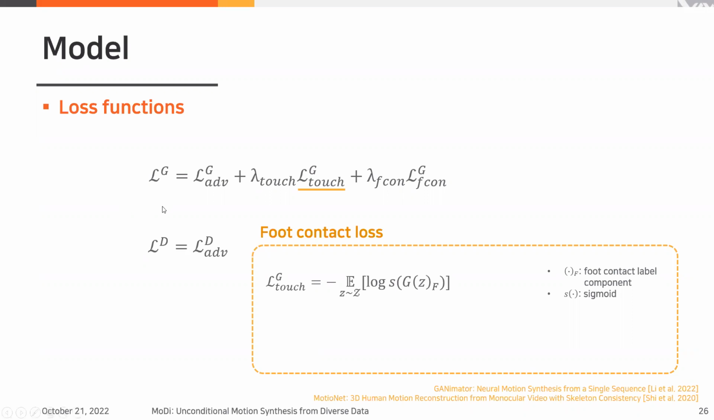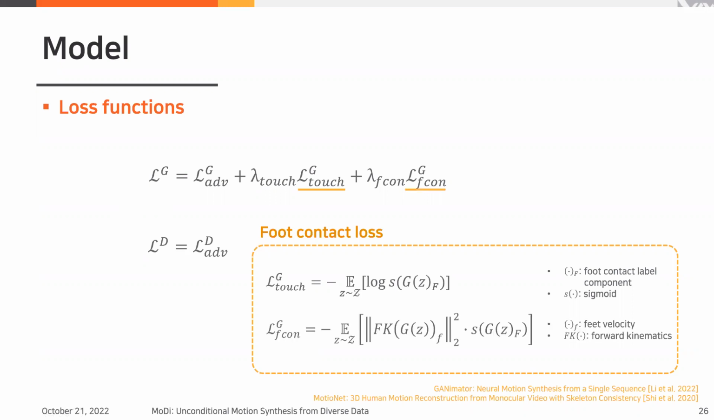So the L touch is encouraging regularization for the foot contact labels. And LFCon is the contact consistency loss, which requires that a high velocity should not be possible while a foot is touching the ground. And for more detail, please refer to the previous papers.